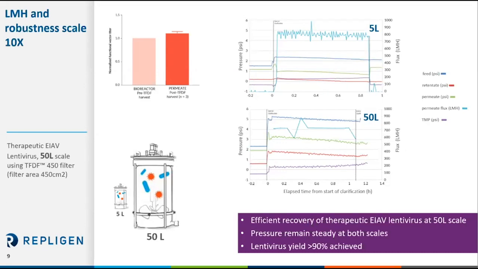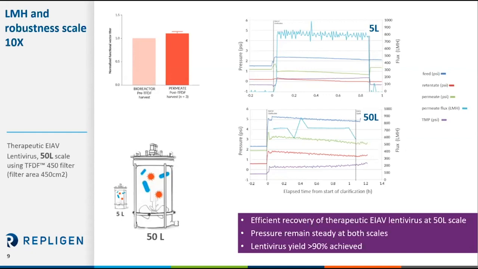So yield, again, was greater than 90%, shown here in the bar graph. Flux was constant at over 750 LMH. And TMP ended below 1 PSI, and the operation was wrapped up in less than an hour.